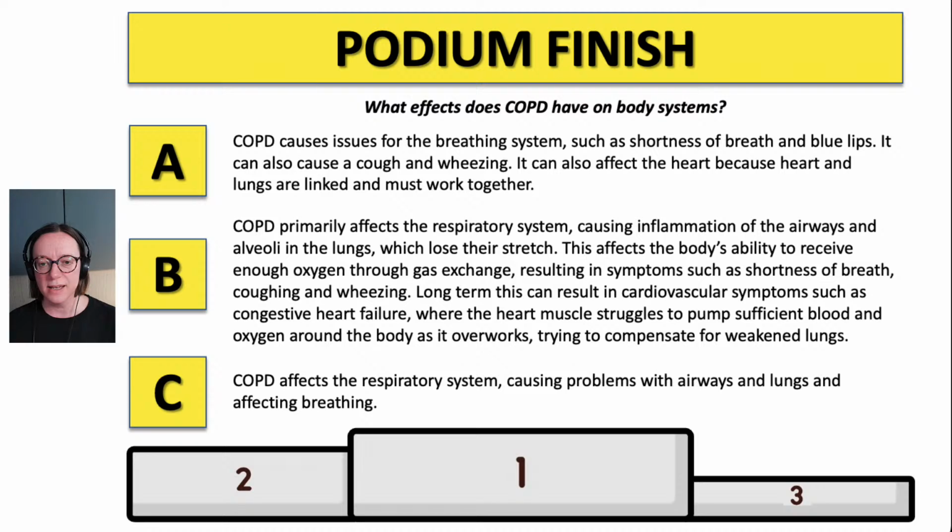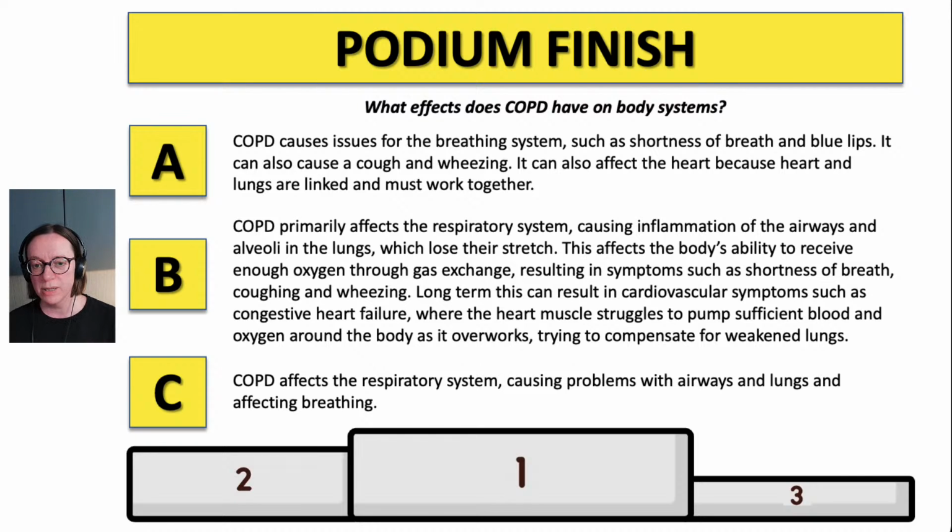So student A says, COPD causes issues for the breathing system, such as shortness of breath and blue lips. It can also cause a cough and wheezing. It can also affect the heart, because heart and lungs are linked and must work together. Student B says, COPD primarily affects the respiratory system, causing inflammation of the airways and alveoli in the lungs, which lose their stretch.